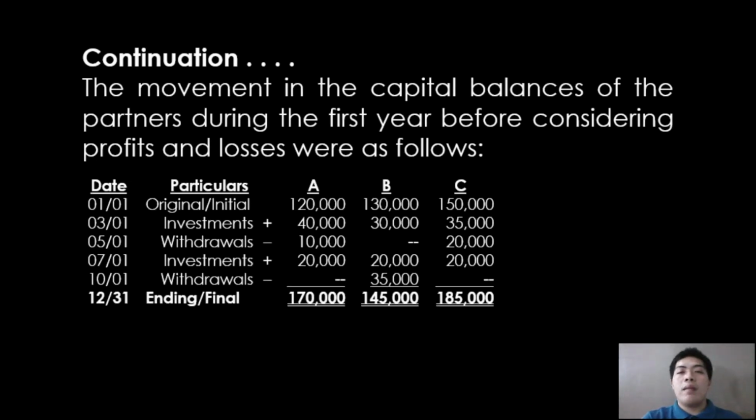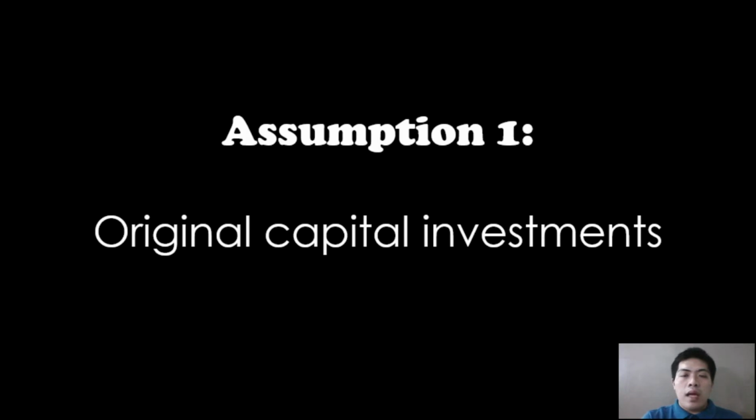The movement in the capital balances of the partners during the first year before considering profits and losses were as follows. So, yan. Meron daw original capital balances sa kanila, yung 120,000, 130,000, at saka 150,000. Then, meron silang investments at saka withdrawals. Then, na-compute yung ending or final balances na 170,000, 145,000, and 185,000. So, let's have our first assumption. Okay. Assumption 1, original capital investment.